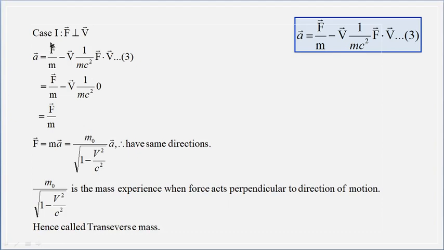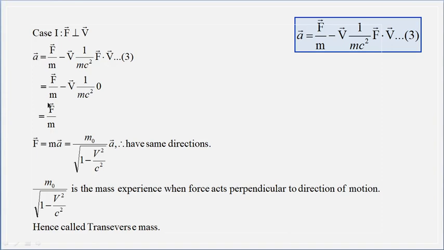Case 1 we take, the force is perpendicular to the velocity v. The direction of force is perpendicular to the velocity. Then here, F dot v is Fv cos theta, where theta is the angle between F and v. So theta is 90 degrees, cos 90 is 0. F is perpendicular to v, so the dot product is 0. So the second term doesn't remain.